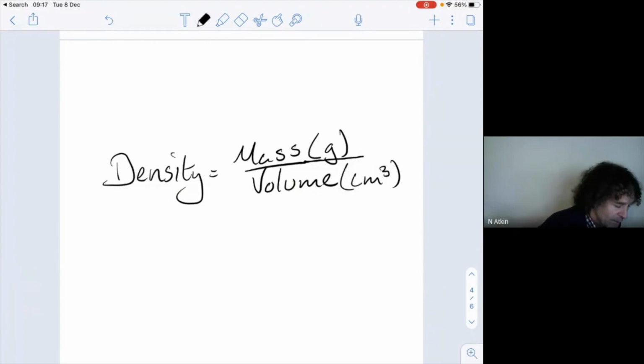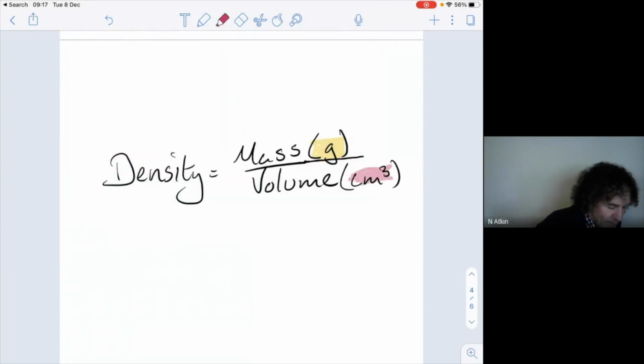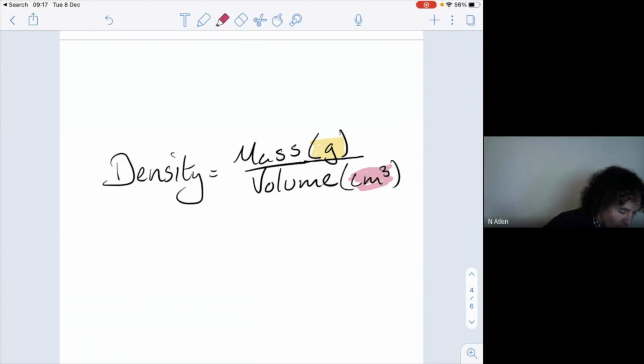And there's a couple of things I want you to notice about this. Mass, remember, is the amount of matter in a body, and is measured in grams or kilograms. Volume is measured in centimeters cubed. So when we want to know what density is measured in, I can divide those two in the same way. So density is just grams per centimeter cubed.